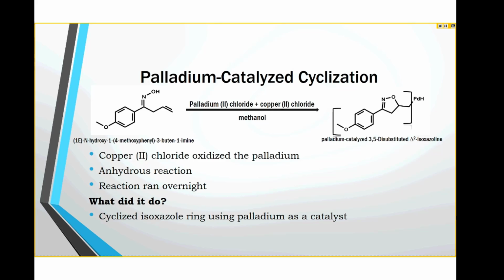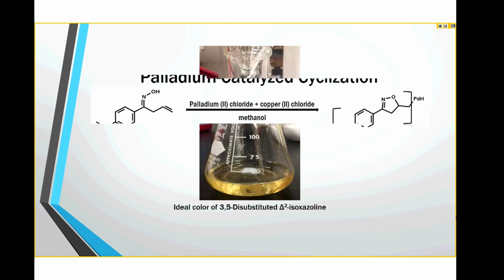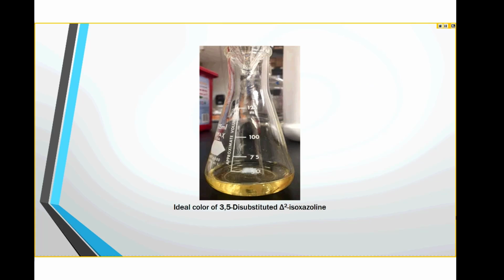So this reaction, as with the nickel catalyzed reaction, had to be anhydrous. So we made sure all of our compounds were anhydrous, all of our equipment was nice and dry, and there was no water that could get into the reaction and potentially break down the product. The reaction also had to run overnight so it could run to completion and fully form that isoxazoline. And it did essentially the same thing as with the nickel. It took this partially formed ring and completed it over here, and the palladium was added on. You can notice also the color should be the same for both reactions, so that's the general color we were looking for in the isoxazoline.